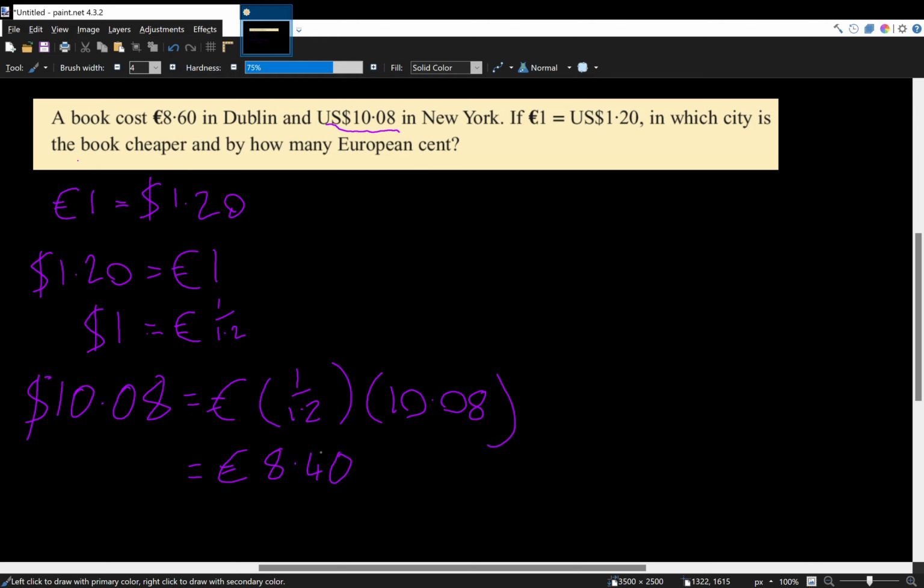So now we need to look at the rest of this question. In which city is the book cheaper and by how many European cent? We've worked out how much the book costs in New York converted to euro, and we were told already how much the book cost in Dublin. So we just have to find out the difference between them. We have €8.60 in Dublin, we have €8.40 in New York, that's both in euro. If we take one from the other, we get 20 cent. So the book is cheaper in New York by 20 European cent. And that is that.